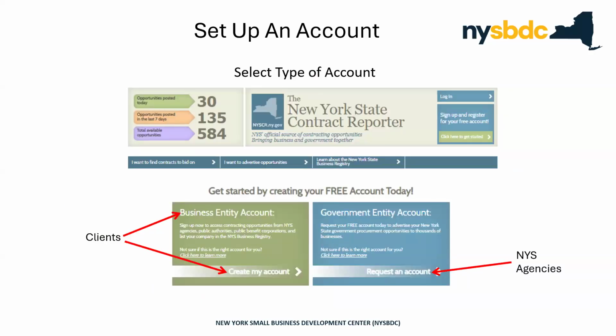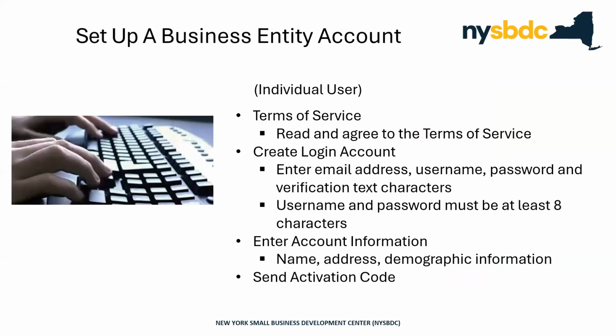Now, you will have to choose which you are, a client looking for contracts or a New York State agency looking to post. And we'll follow the route of a client setting up a business entity account, as this will be the majority of you on the call. This is a list of the things you will need to enter so you are prepared. The terms of service. Read the terms of service and make sure you agree to move on. There are some things in there that just may give you pause, and it's just good for you to go through it.